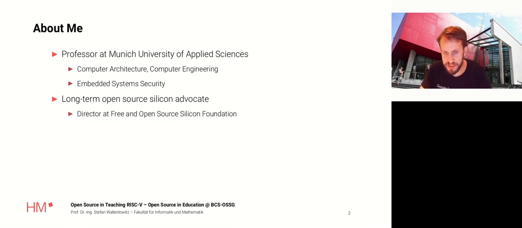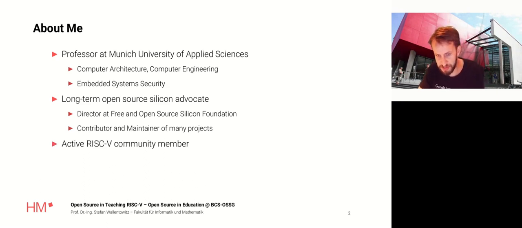I'm director at the Free and Open Source Silicon Foundation, which is a nonprofit based in the UK, operating worldwide, advocating the advances in free and open source silicon, which means actual transistors, etc., in chips. In this area, I've been active probably 10 to 12 years now. I'm a contributor and maintainer of many projects in this area, so you probably saw my name here and there.